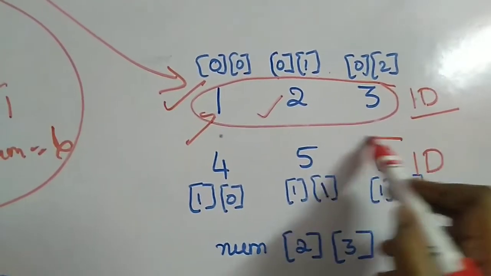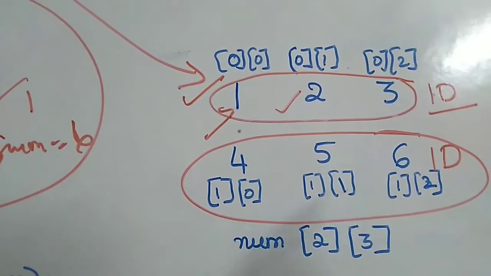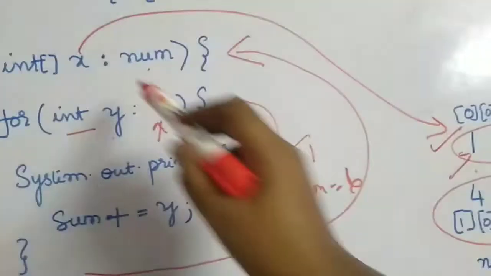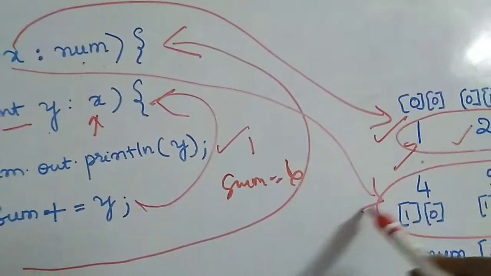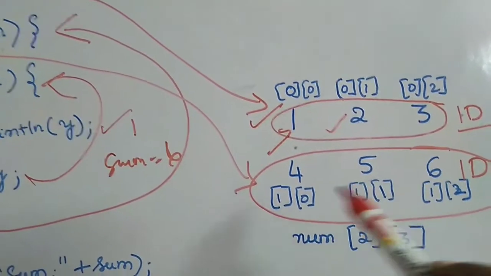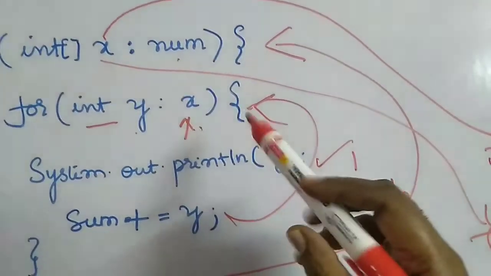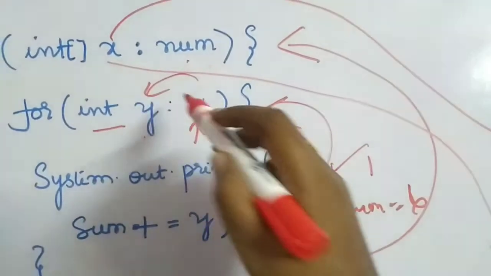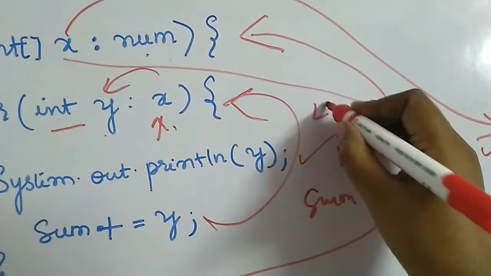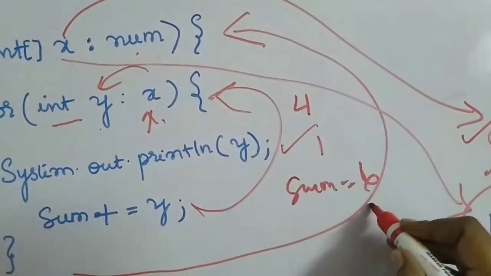Now the outer loop will take the next dimension. So this second row will be given to x now. What will be there in x now? x will be holding this particular dimension. So x will be having 4, 5 and 6. Now again the inner loop will be accessing the elements of x. So what will be y now? y will be holding 4. Now 4 plus 6 will become 10.